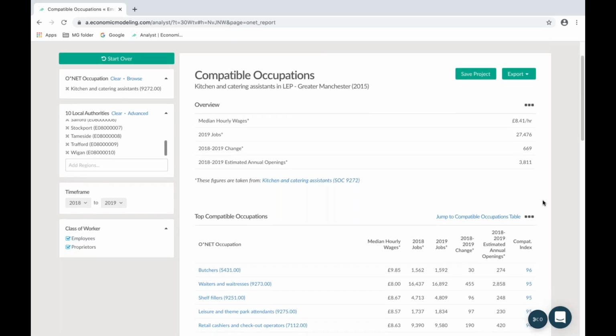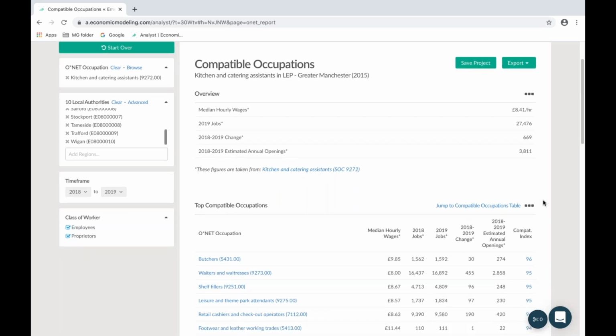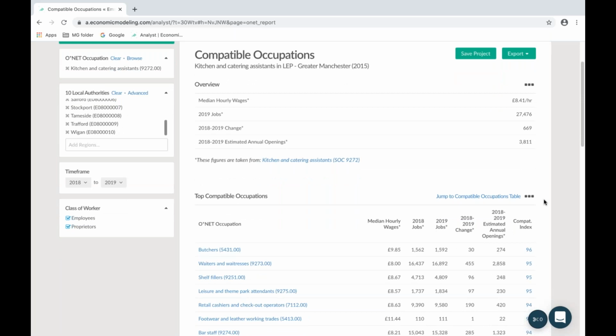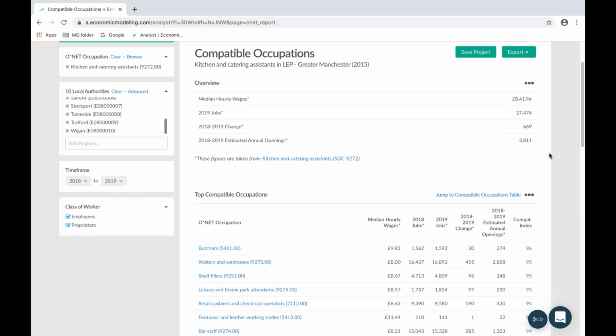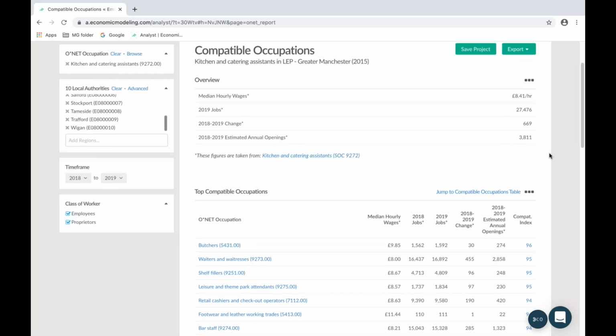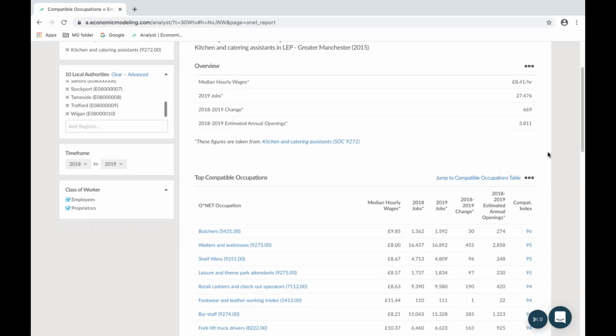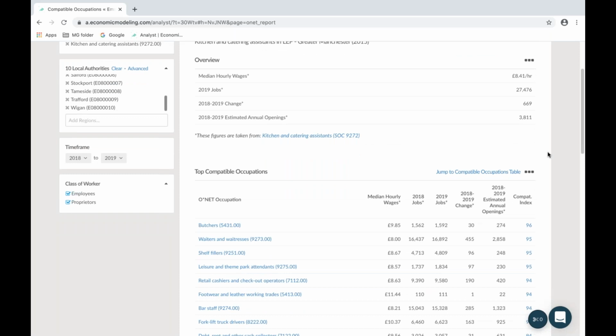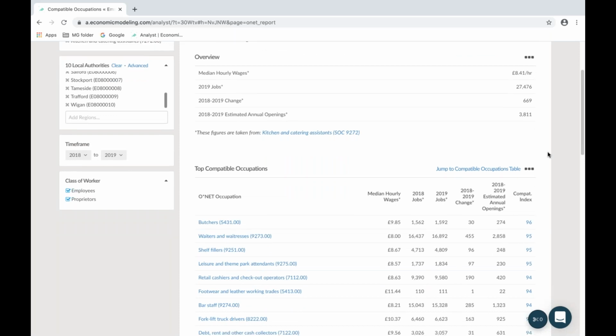But essentially what it does is we've mapped ONET across to 4-digit SOC codes, so we can look at the skills and tasks that are involved within each occupation, and that allows us to find occupations that are similar. So obviously you get an overview in regards to the occupation at the top there. We're still looking at kitchen and catering assistants, and then we're looking at compatible occupations.